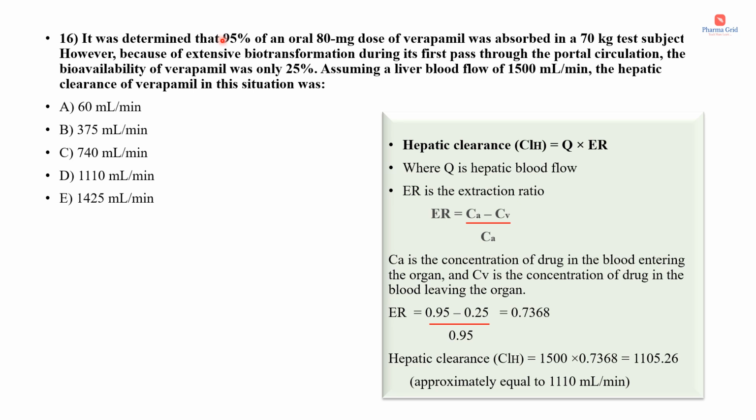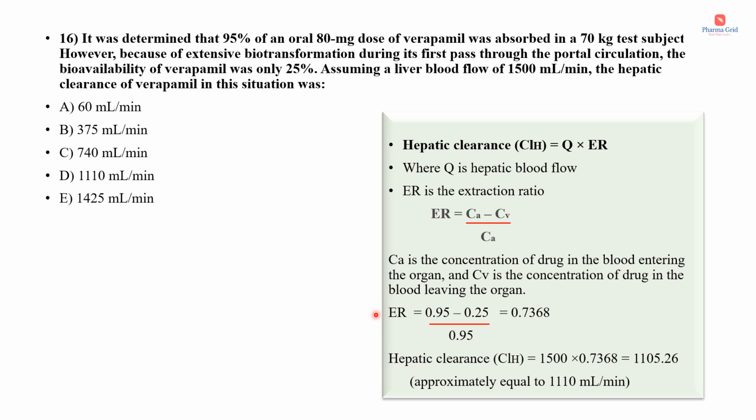or otherwise we can calculate this extraction ratio in another method also. That is, first calculate the 95% of 80 mg dose. How will we calculate the 95%? That is 95 divided by 100 into 80. We will get the value as 76. So we got the value of Ca as 76, and also calculate the Cv value using this, that is 25 divided by 100 into 80. So we will get the value as 20. So substitute the values we have got into this equation. Anyway, we will get the final answer as 0.7368, which is the extraction ratio. Both of these methods are correct.